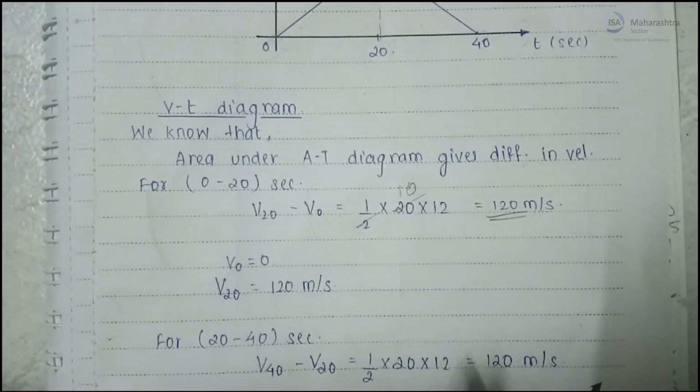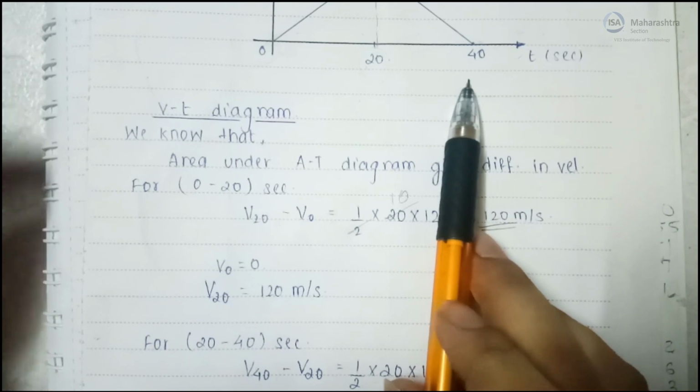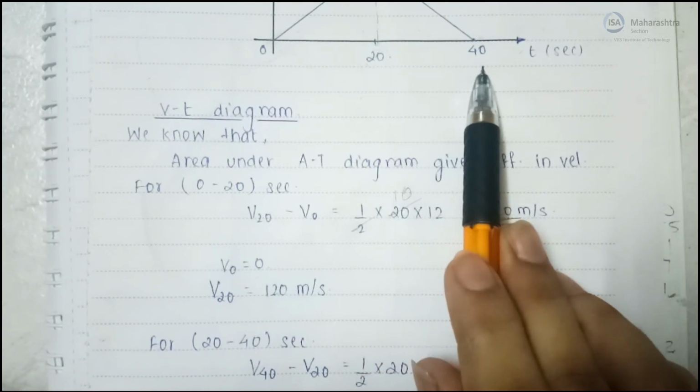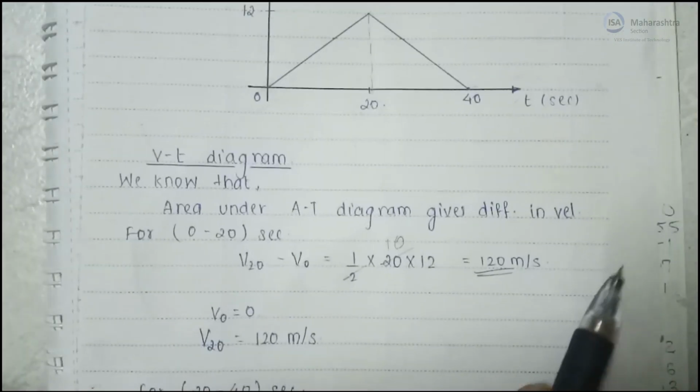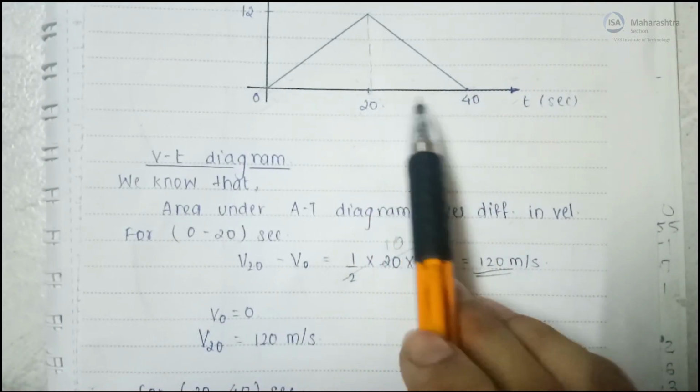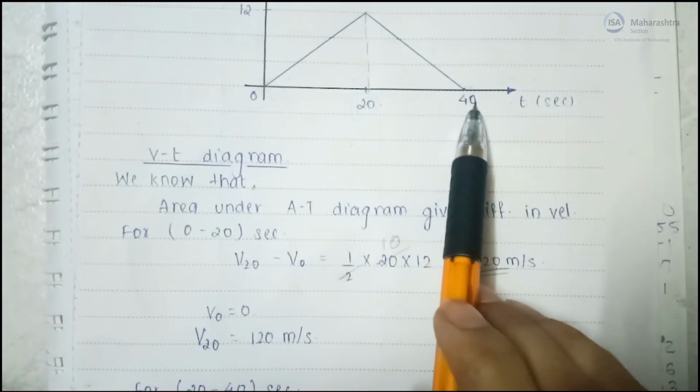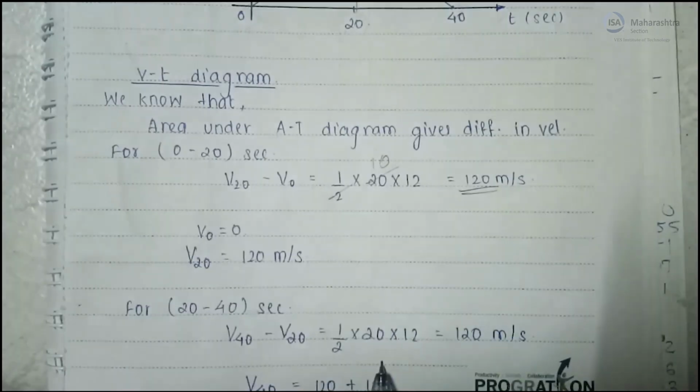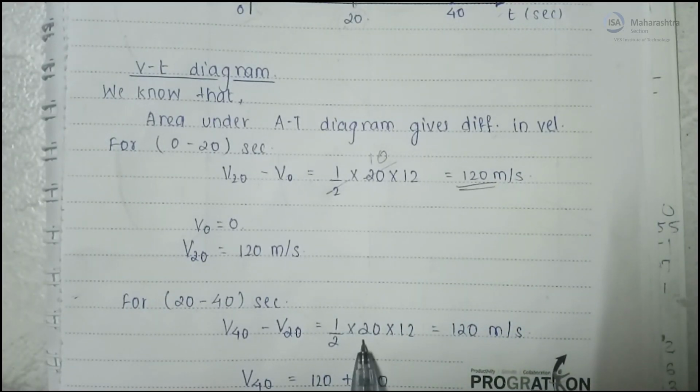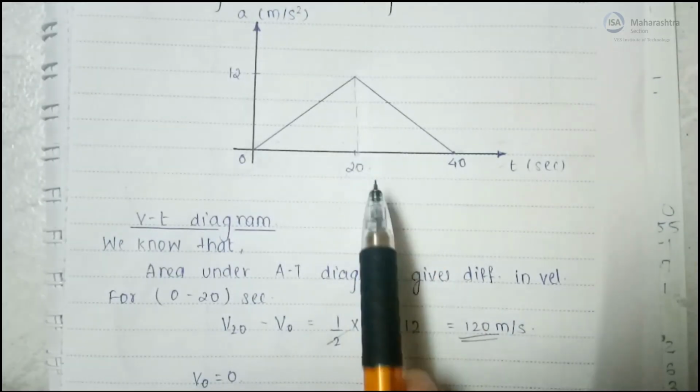Similarly, now from 20 to 40 seconds. V40 minus V20 gives us the area under this triangle, which is half into base. Now the base is 40 minus 20, which gives us 20, and the height is the same, 12.